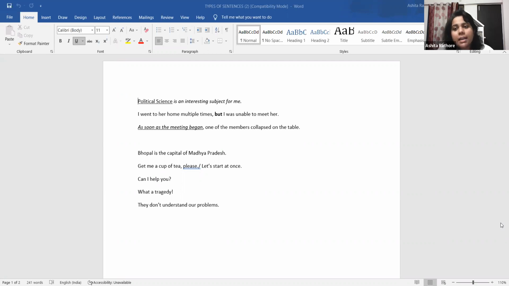So next type is usually a request or an order. These are known as imperative statements or imperative sentences.